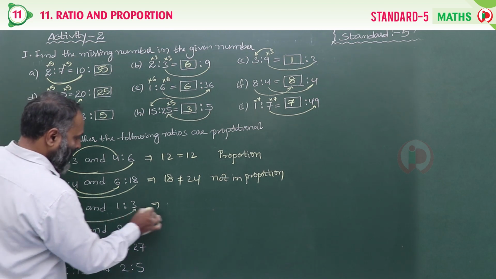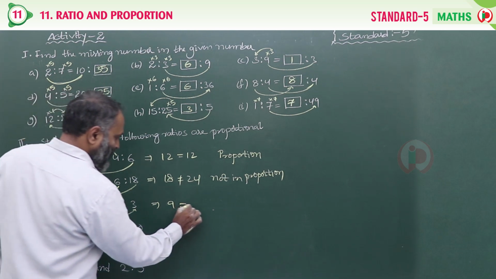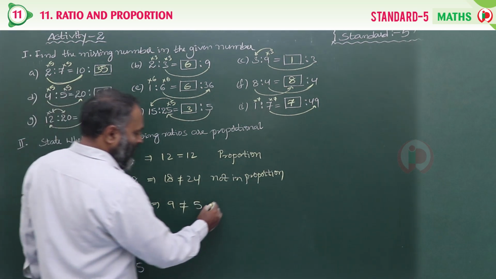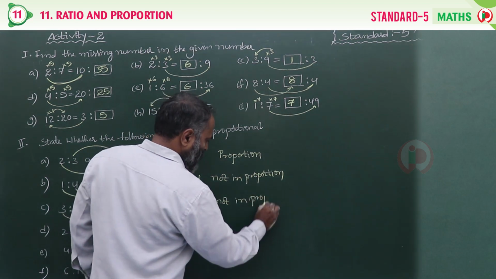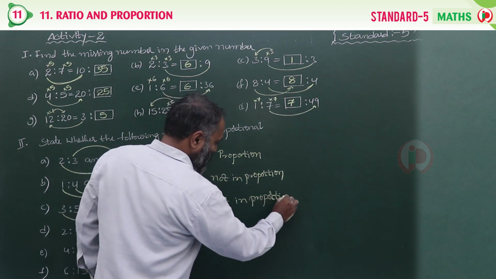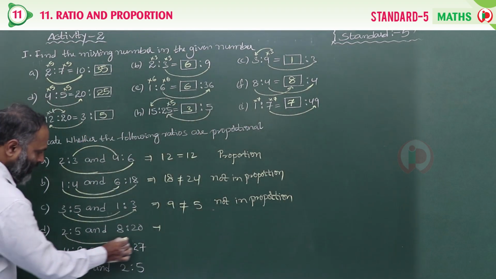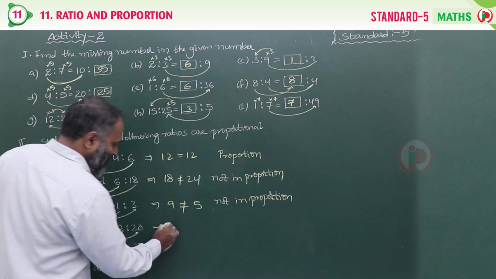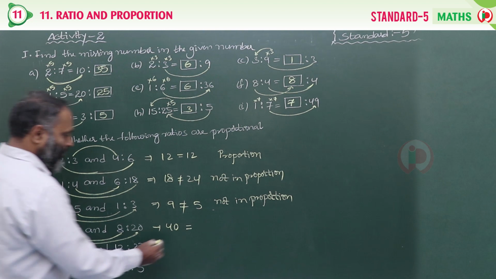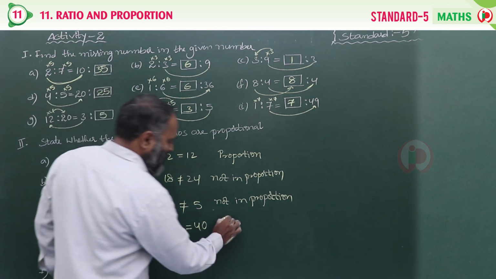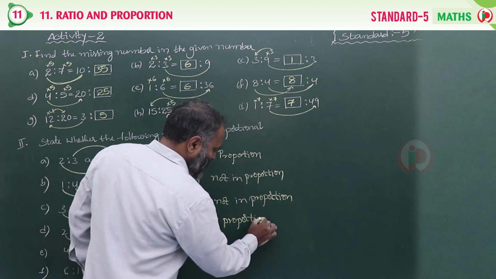Now the next. 3 3s are 9. So 1 5 is 5. 9 is not equal to 5. They are not in proportion. The next one here also. So 2 20s are 40. Then after that 8 5s are 40. 40 is equal to 40. It means proportion. If equal, proportion. If not equal, they are not in proportion.